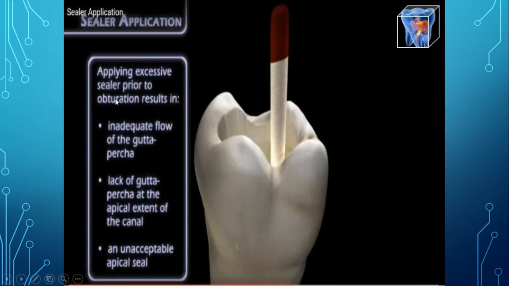Applying excessive sealer prior to obturation results in inadequate flow of the gutta percha, because as you know, sealer acts as a lubricant. It also results in lack of gutta percha at the apical extent of the canal, and an unacceptable apical seal.